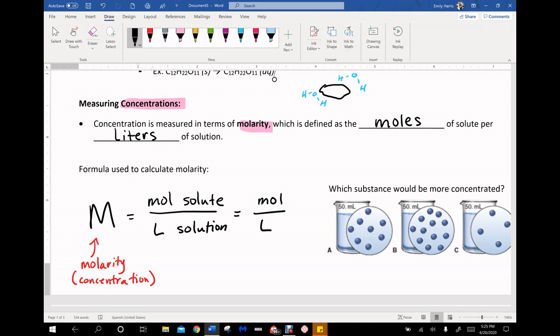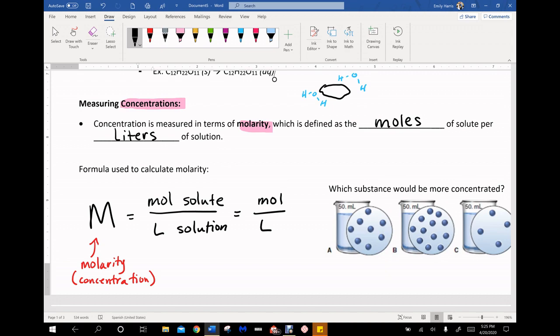If you've ever made Kool-Aid before, this concentration factor can come into play. You have your solute, the Kool-Aid powder and the sugar, and then your solvent is water. Let's pretend that you add too much water. What that does to the concentration is lower it, and your Kool-Aid tastes weak. However, let's pretend that you add too little water.